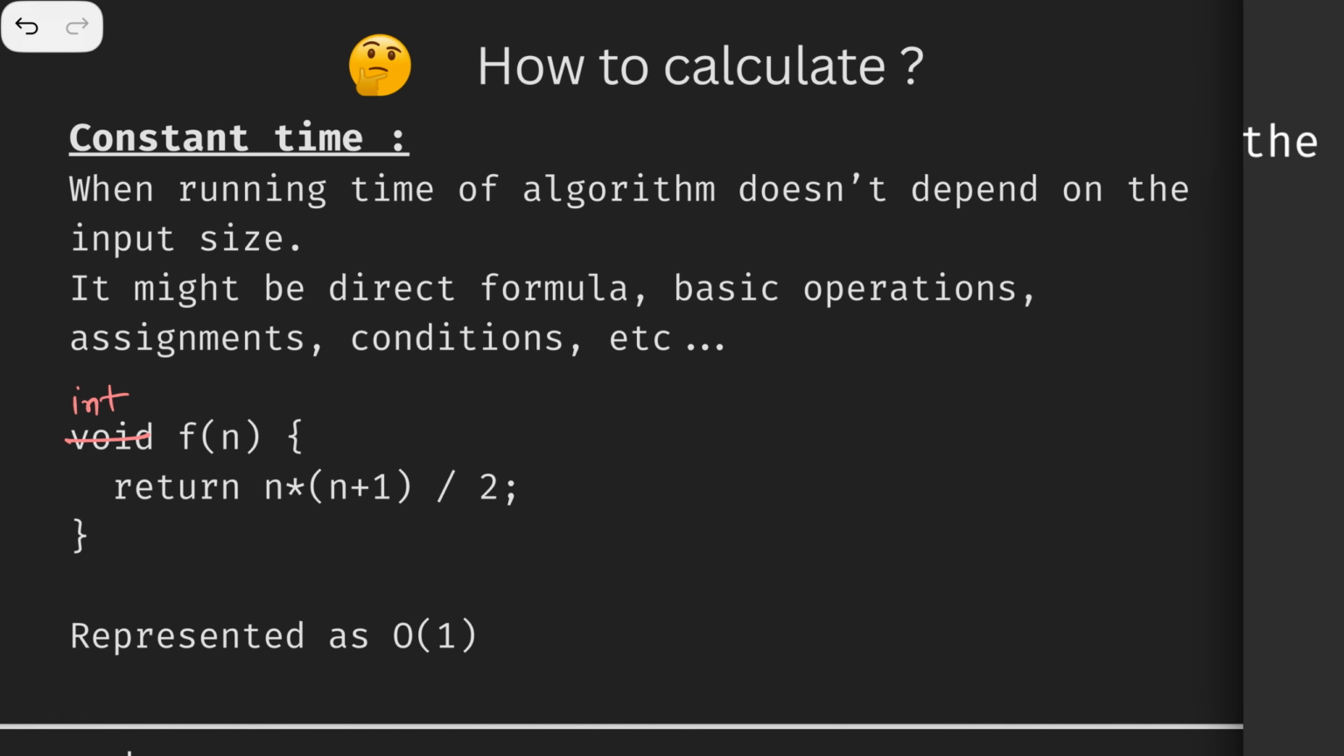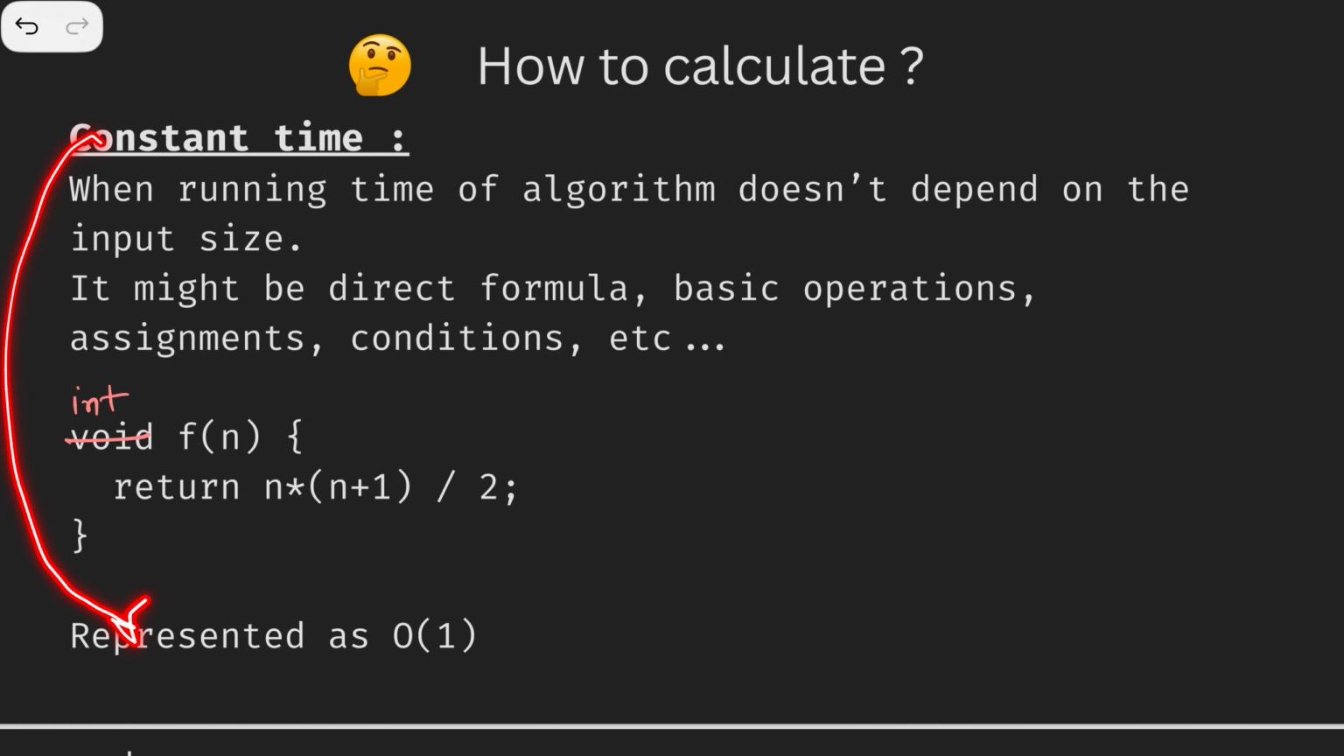Okay, let's dive deeper. How exactly are we going to calculate the time complexity? See, the very first thing is constant time. We represent constant time as O of 1. But what is constant time? When running time of an algorithm doesn't depend on the input size, then we say the time complexity of that piece of code is going to be O of 1, constant time. It is usually a direct formula or basic operations like addition, subtraction, multiplication, conditional checks, right? Assignment operations. Simple as that.